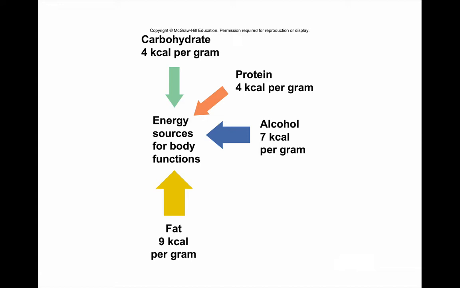The definition of a kilocalorie is the amount of heat energy that's needed to raise the temperature of 1,000 grams of water 1 degree Celsius. And again, carbohydrates and proteins provide 4 calories per gram, fat 9 calories per gram, and alcohol then at 7 calories per gram.